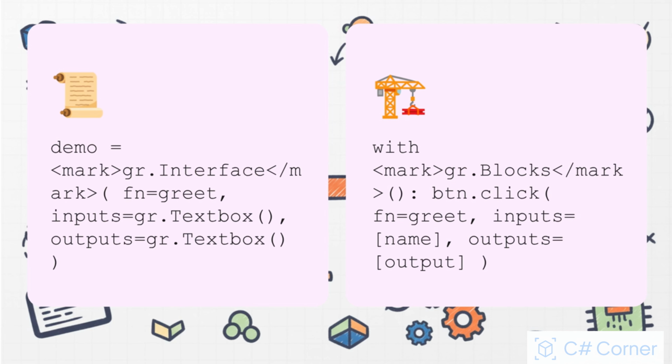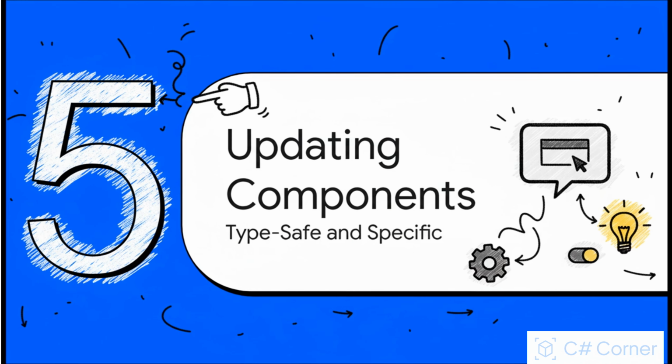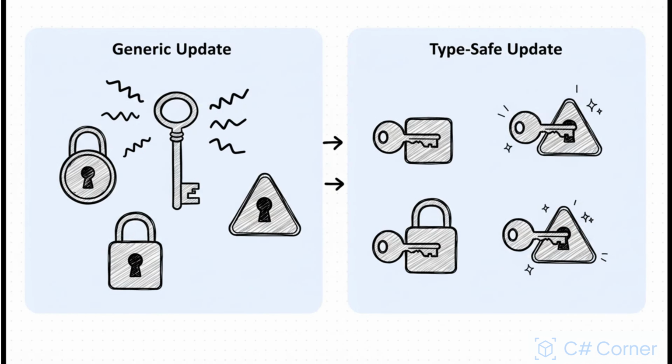All right, let's talk about another huge improvement: how you actually update your components from inside your functions. Like making a text box pop up or changing its value on the fly. And here it is in action. Before, you'd return that generic gr.update dictionary. It worked, but man, was it easy to make a typo and have it fail silently. Now, you call a specific update method right on the component class itself, like gr.Textbox.update. It feels like a small change in syntax, but believe me, the impact on your code quality is massive.